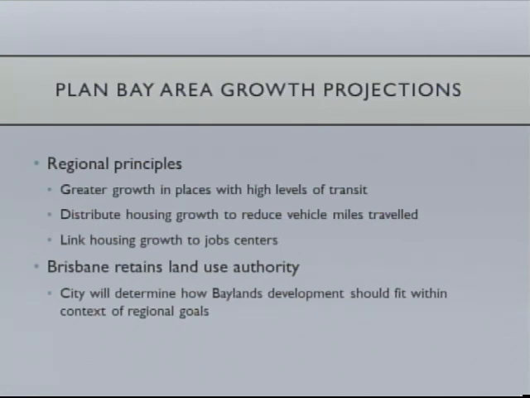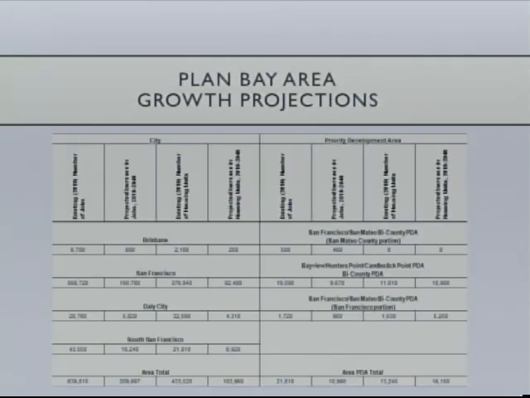However, Plan Bay Area also has a very clear relationship to your local land use planning, which is you retain your local land use authority, and so you retain the authority to determine how the Baylands should fit within the context of regional goals. And one of those key regional goals that is looked at in the EIR is how can the Baylands contribute to reducing greenhouse gas emissions and be consistent with achieving those statewide standards.